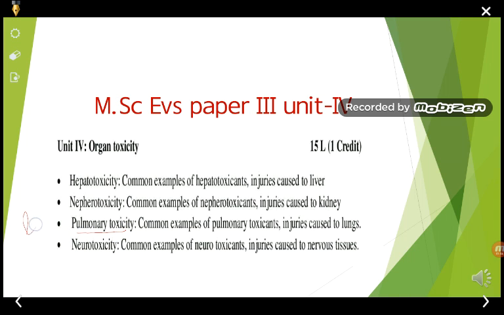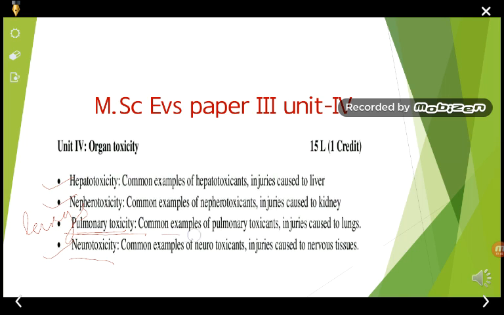And neurotoxicity means it is affecting the central nervous system and the peripheral nervous system. We have already discussed neurotoxicity. Nephrotoxicity means the toxic effect of different toxins on the kidney, and hepatotoxicity means the effect of toxic substances on the liver. And today we are going to discuss pulmonary toxicity.